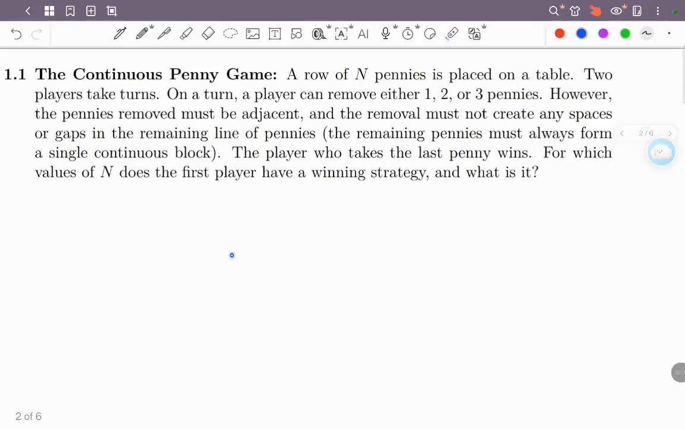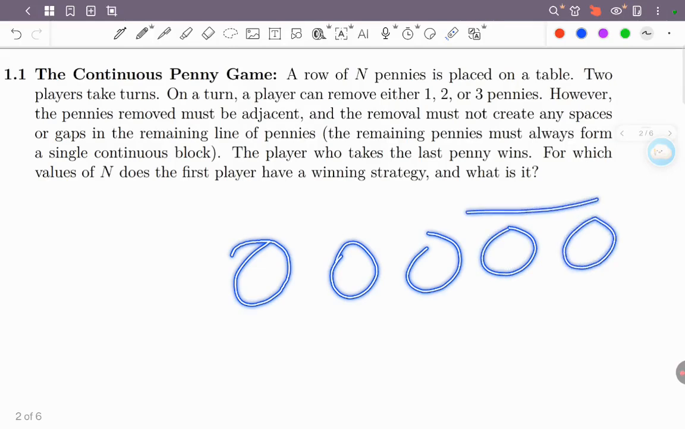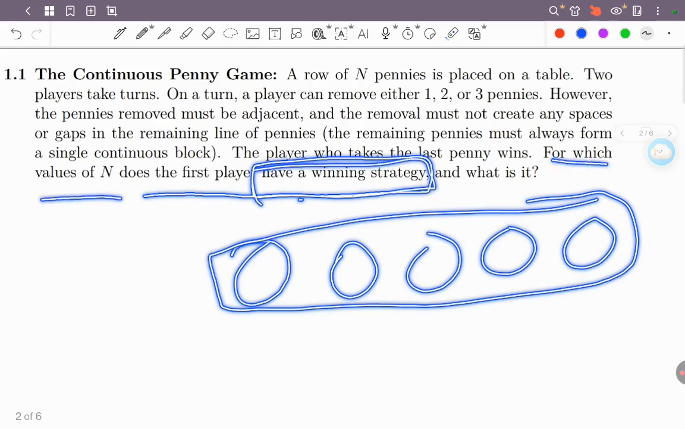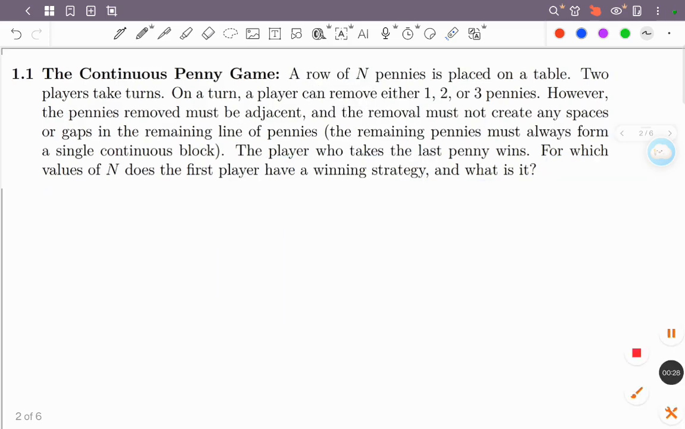So we just need to find the winning strategy. We need to find, does the first player have a winning strategy? And for which values of n does the first player have a winning strategy, and what is that? So let us move on to how to find that.